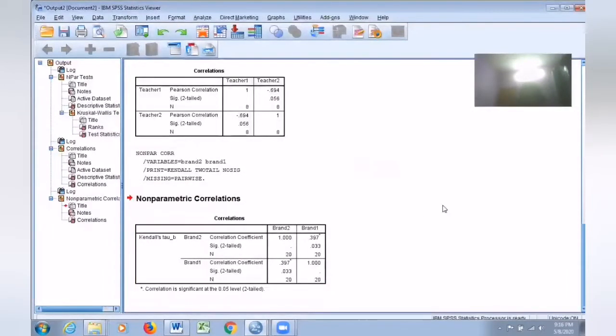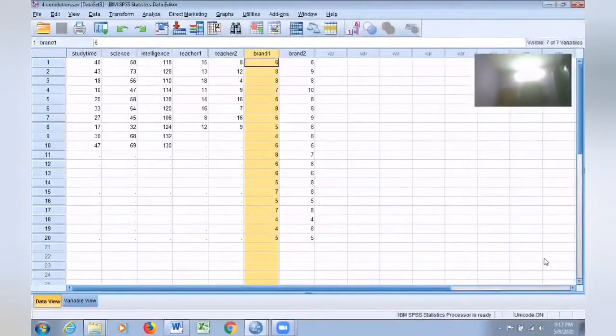So the company can infer that the customers like both brand 1 and brand 2 equally. So they can decide boldly to launch this product in the market because customers like both the brands of cool drinks. And this is how you can conduct Kendall's Tau-b when there are tied ranks. And this is about correlation.